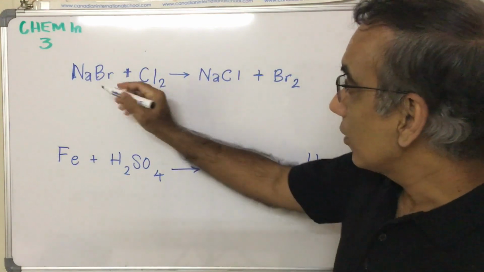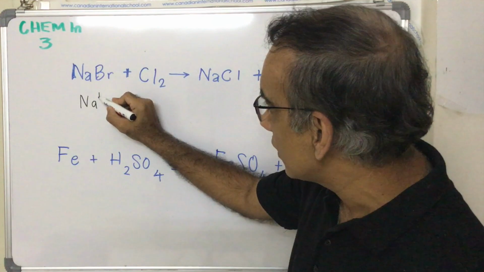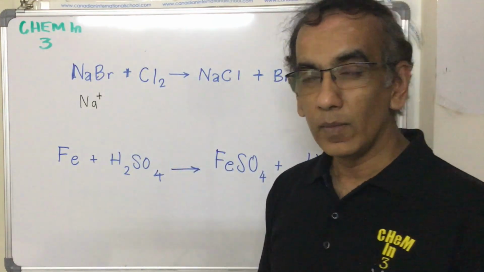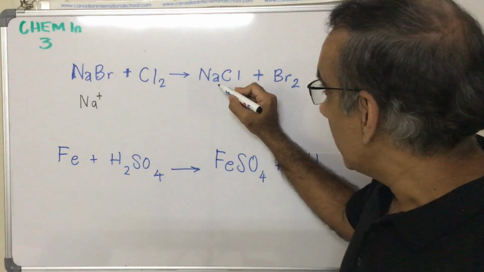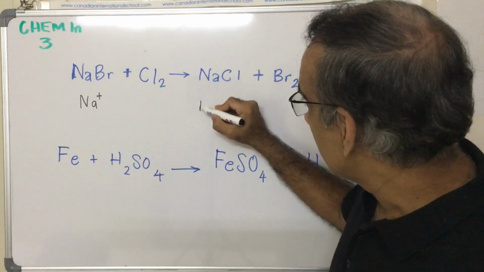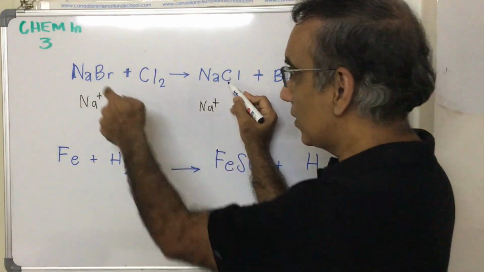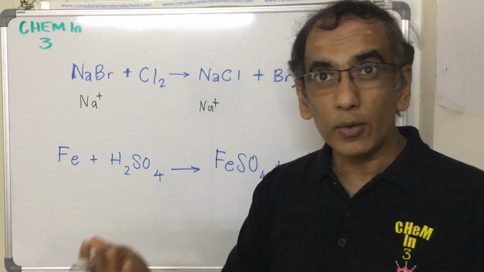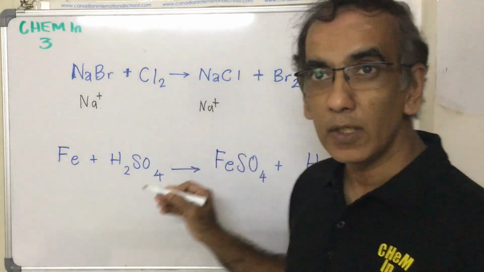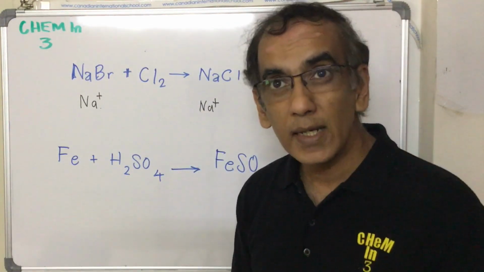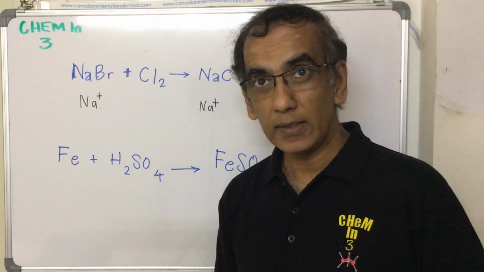Well, let's look here. Sodium has a charge of +1, or an oxidation state of +1. And here, sodium still has a +1 oxidation state in sodium bromide and in sodium chloride. So we can conclude that because there's no change in the oxidation state of sodium, it's neither oxidized nor reduced. So let's look at the other substances reacting in this equation.